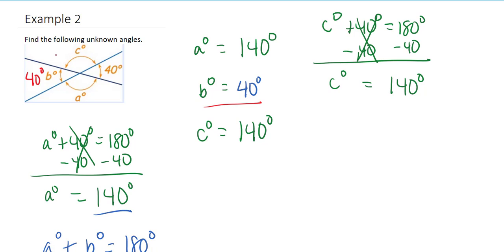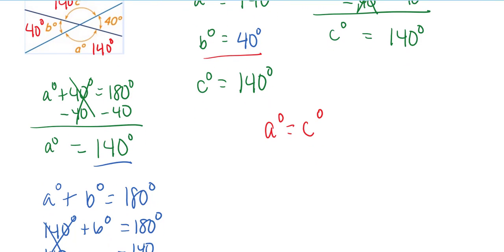A and C are 140 degrees. So what do we notice about our vertical angles here, the angles across from each other when two lines cross? We see that they're the same. They have the same value. So angle A is equal to angle C, and angle B is equal to the angle across from it, which is 40 degrees.